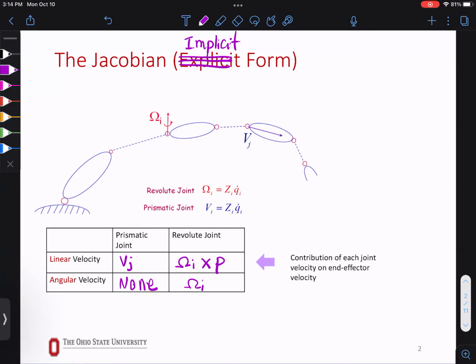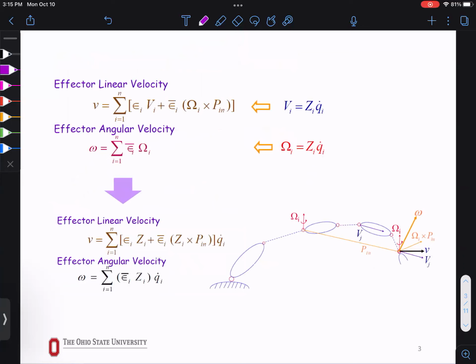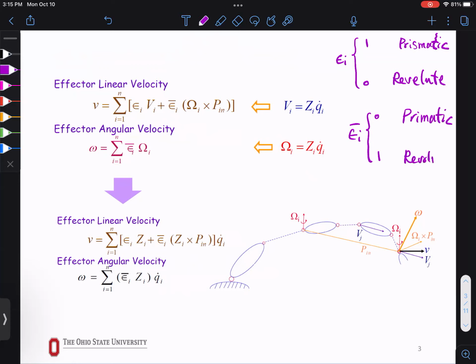What is the contribution of a revolute joint to our angular velocity? This is omega i capital. Omega i capital had theta i and the axis, the direction, right? So this already is assuming the direction inside of it. Now, how do we use this to find the implicit method? We are going to introduce epsilon i. Epsilon i is 1 if we have a prismatic joint. Epsilon i is 0 if we have a revolute joint. Now, what would be epsilon i bar? It is 0 for a prismatic joint and 1 for a revolute joint.